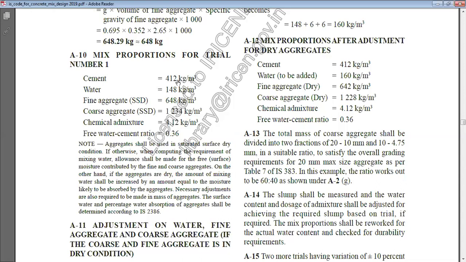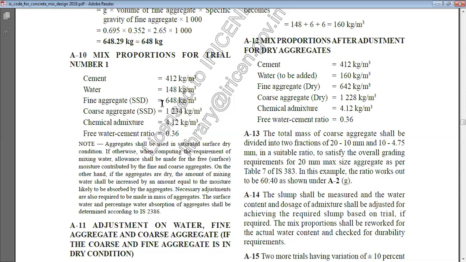If you add 412 kg of cement, then these quantities of water, fine aggregate, coarse aggregate and chemical admixtures you need to add for the given water cement ratio. This is our answer.